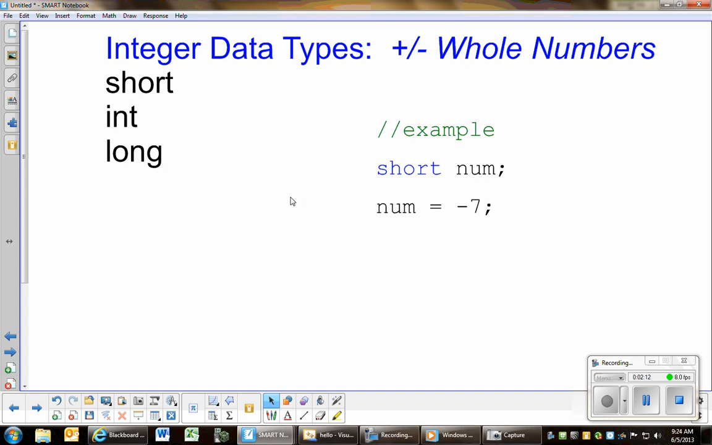There is a way to check the size of these variables. It's called the sizeof function. You can look it up. I'm not doing that in this video.